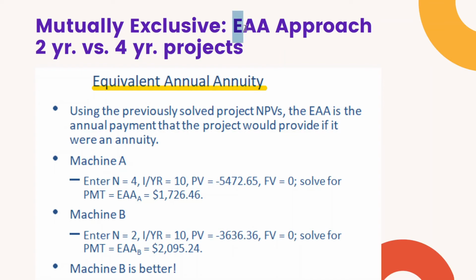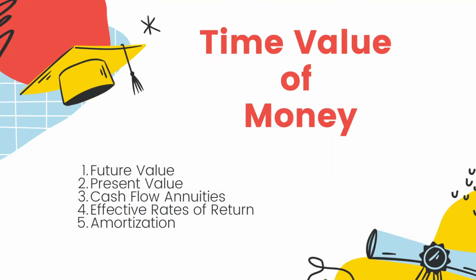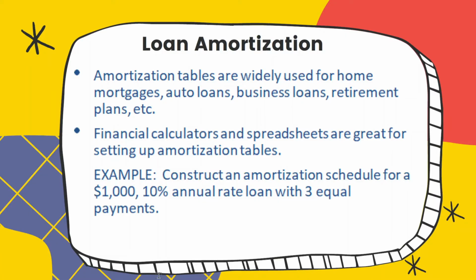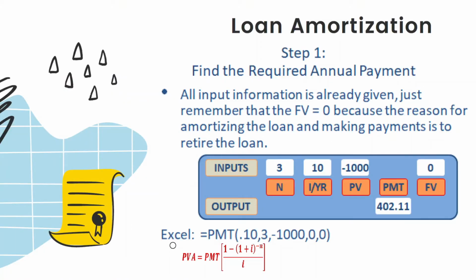Now let's look at how we could apply the EAA approach. To get a foundation of the equivalent annual annuity approach, we refer back to the lectures on time value of money. The last section of the lectures talks about loan amortization. Given a loan amount of $1,000 and a financing cost of 10%, we want to pay back the loan in 3 equal payments. In this setup, we can use the present value of annuity formula in the calculations.